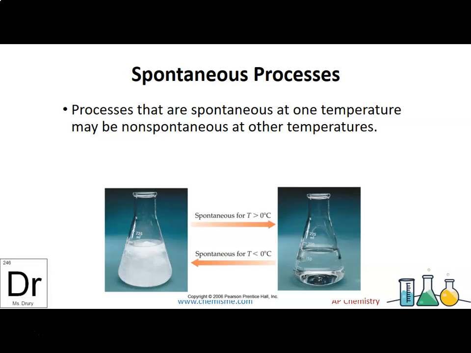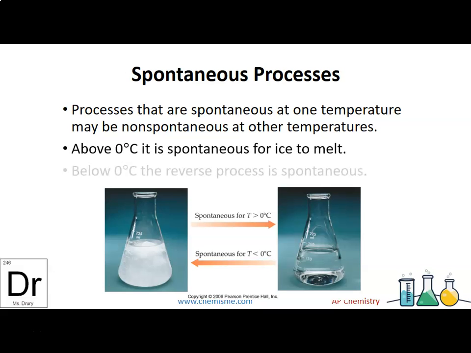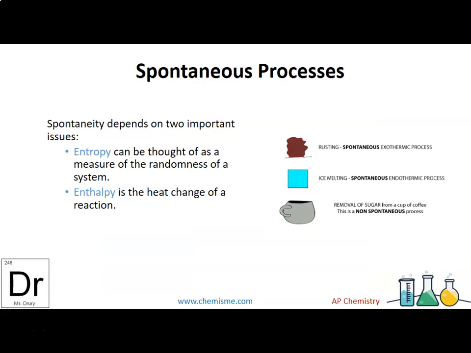Processes that are spontaneous at one temperature also might not be spontaneous at other temperatures. For example, it is spontaneous for ice to melt into regular liquid water if it's warm, but it is not spontaneous for liquid water to become ice if it's warm, right? That's only spontaneous if it's cold. So spontaneous reactions are also temperature dependent. And so we have to know melting points and freezing points in order to determine those things.